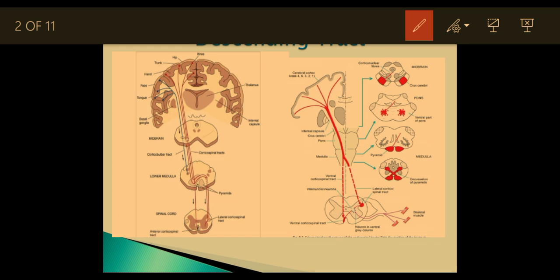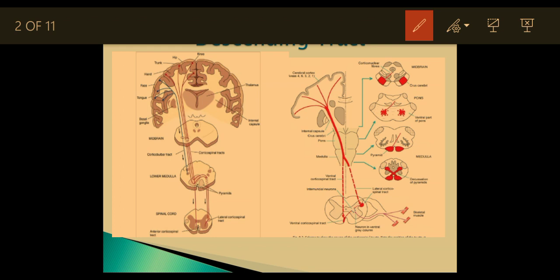For example, the corticospinal tract. Why is it named so? Because the axon fibers primarily originate from the upper motor neuron present in the cortex, and then convey the motor impulse to the lower motor neuron present in the spinal segment, in the anterior horn gray matter. That is why it is called a corticospinal tract.